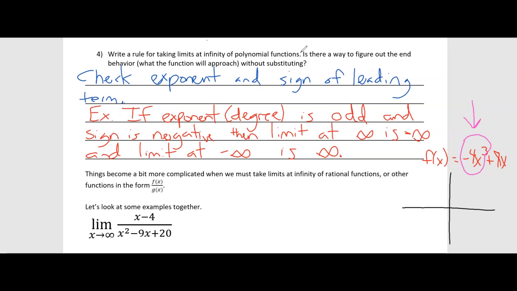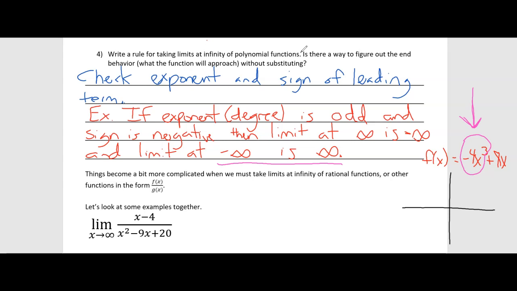And again, we can think through that. If I'm substituting in larger and larger positive numbers into this term right here, if I cube a positive number, it's going to stay positive. But then I'm multiplying it by a negative 4, which is going to always make it negative. So as my x values increase towards positive infinity, my y values are going to get more and more negative. And the opposite is true if I'm looking at the limit as we go to negative infinity.